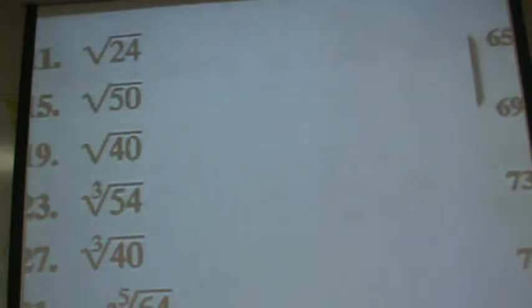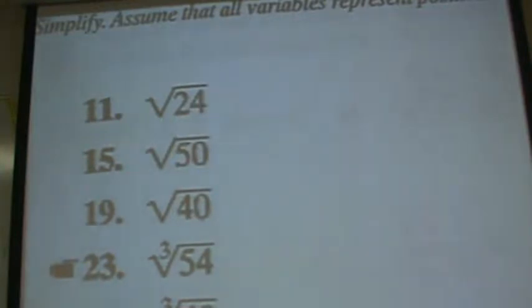This is Math 1000, section 7.3. We are going to simplify all these radicals.